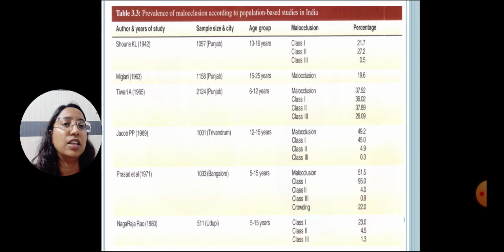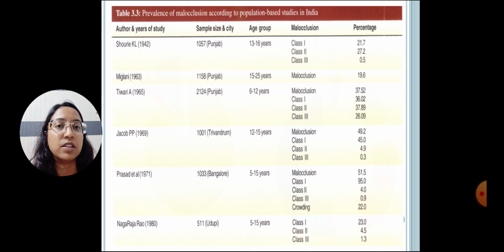So, if we see the photograph, these are different studies conducted in India. The first study in 1942 by Shori KL in Punjab gave an estimate of almost 21.7% of class 1 malocclusion, 27.2% of class 2 malocclusion, and 0.5% of class 3 malocclusion. Whereas Miglani, again a population from Punjab, showed the overall prevalence of malocclusion to be 19.6%.